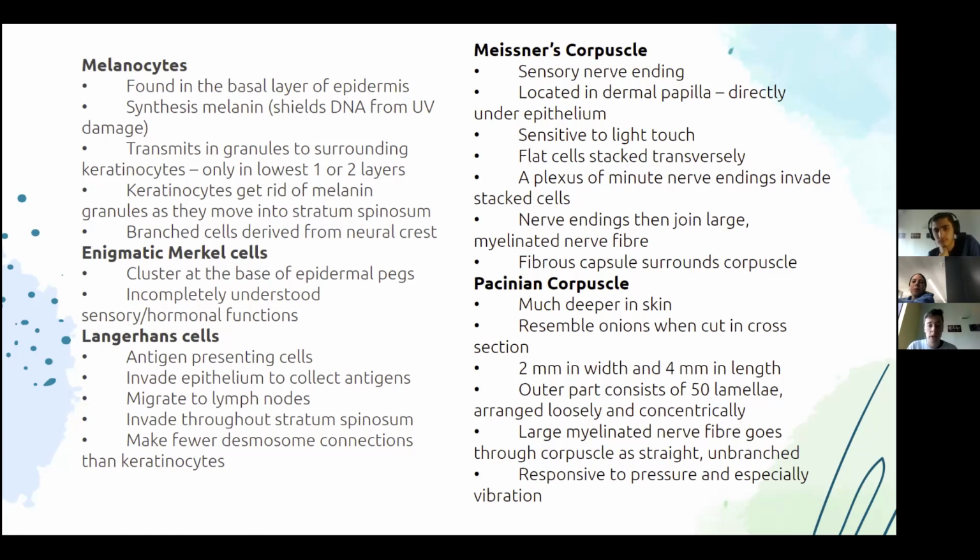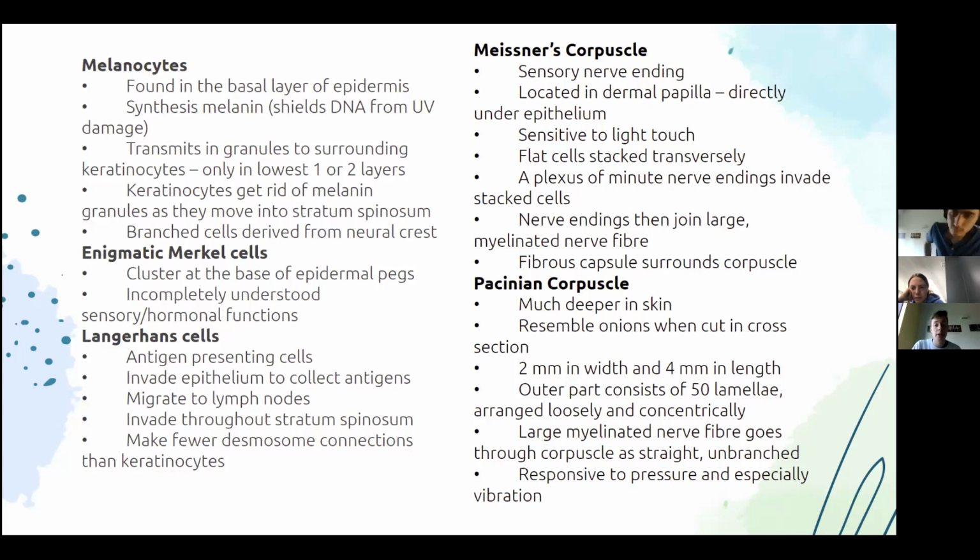The next ones are the important ones. So we've got the Meissner's corpuscles and the Pacinian corpuscle. The Meissner's corpuscles are sensory nerve endings. These are directly under the epithelium, in the papilla. They're sensitive to light touch. They're like flat cells stacked transversely. And so you've got a whole heap of nerve endings invading these cells, and then they join together to form that sensory nerve.